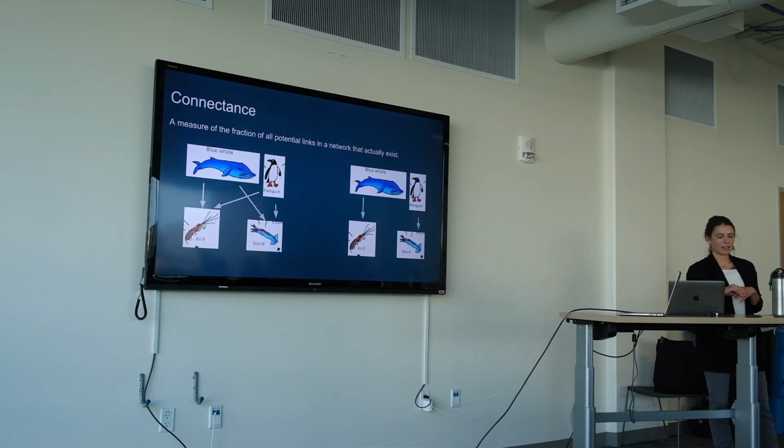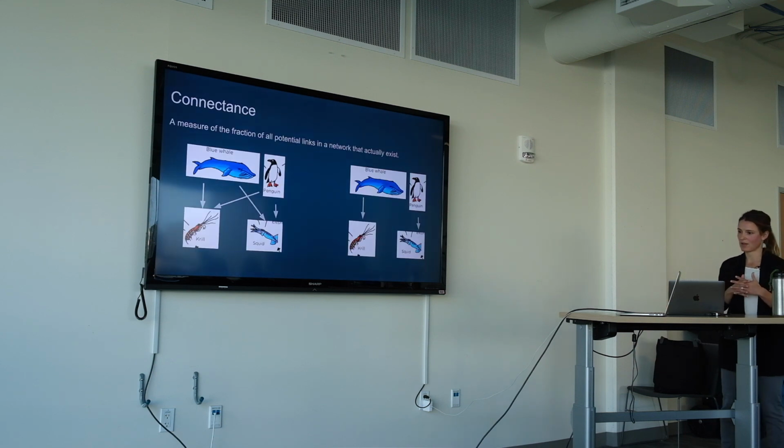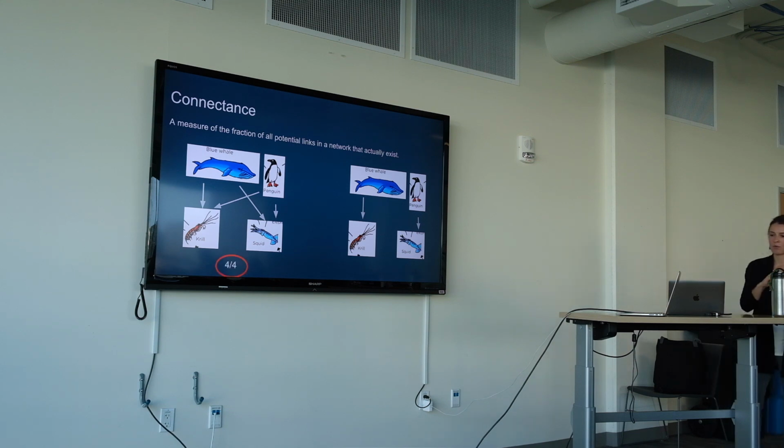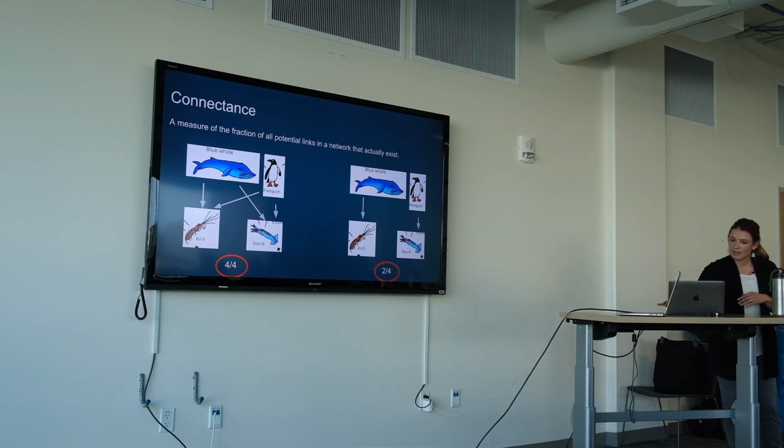All right, so for the next one, connectance, we're going to go back to the whale penguin example. But now we're looking at the number of connections between that top level and the bottom level. So on the left, there are 4 connections out of a total of 4 possible connections between the 2 levels. And on the right, there are only 2 connections out of a total of 4 possible connections. So theory suggests that the more connected network will be more resilient to disturbance.